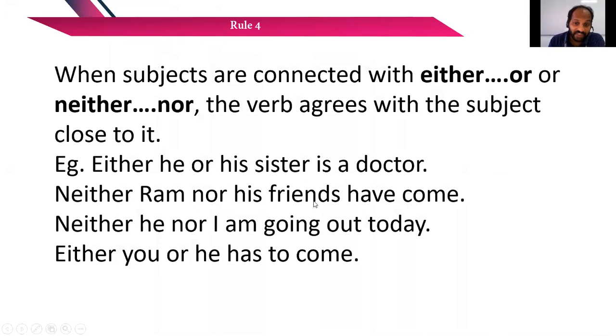Neither Ram nor his friends have come. Have is the verb here, and it has to agree with the subject which is close to it. Neither Ram nor his friends have come. Neither he nor I am going out today. The verb I am is used here because the subject close to it is I. Neither he nor I am going out today. Either you or he has to come.